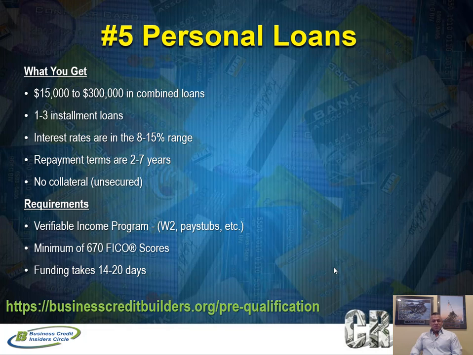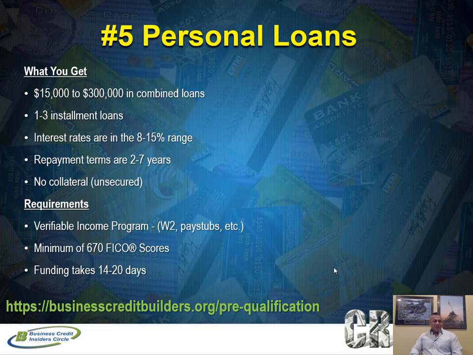So the 5th one is personal loans. And I don't like to say this is the last option or last resort. Some people need lump sums, a large amount of cash. Okay, so we could combine loans as well as lines of credit and cards. But if you just want a personal loan, we could get $15,000 to $300,000 combined loans. You're looking at 1 to 3 installment loans, 8 to 15% credit range. This gives you a longer repayment period, 2 to 7 years, no collateral.